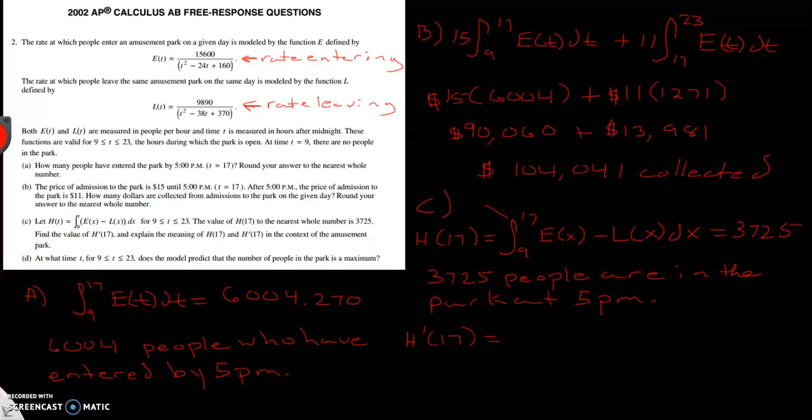Now, if we want to find H prime of 17, it means we're going to take the derivative of this, but the derivative of this is just the rates, E of 17 minus L of 17, which equals roughly negative 380. So negative 380, what does that mean in real life? Well, this is about the rate.